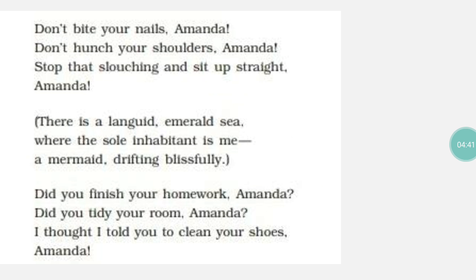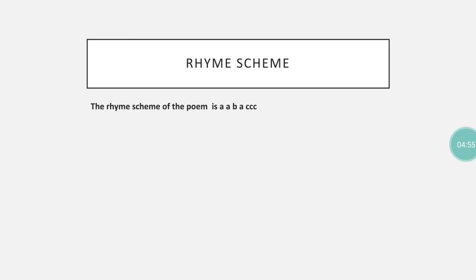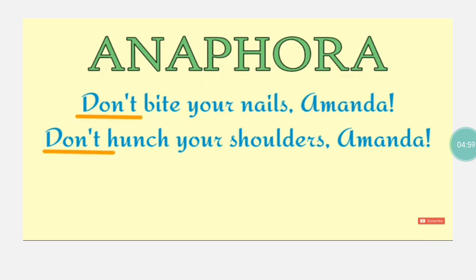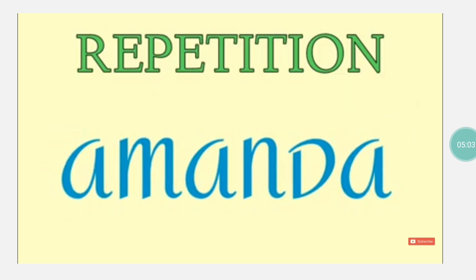See, here it is. In the first stanza 3 times, and third stanza again 3 times, and in the fifth stanza also it's repeated for 3 times. So that is what is repetition. Poets often repeat single words or phrases, lines, and sometimes even whole stanzas at intervals to create a musical effect. The example is Amanda.